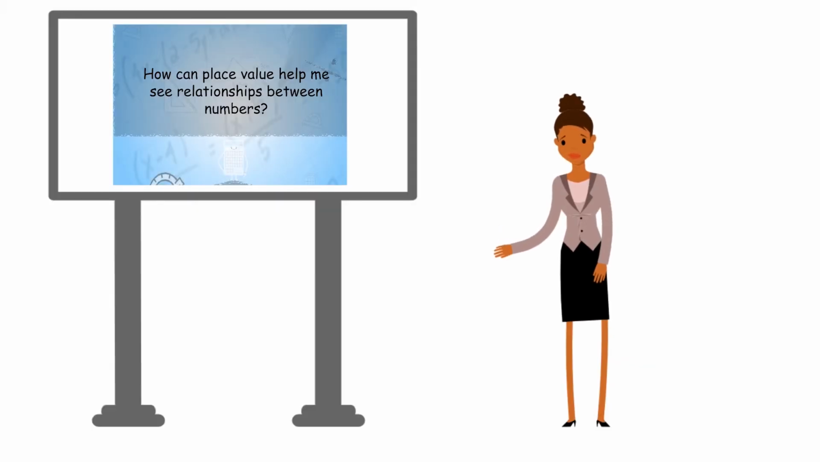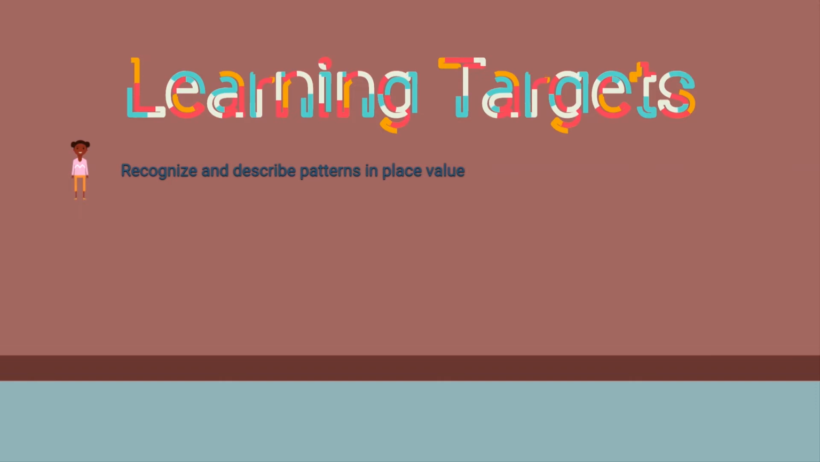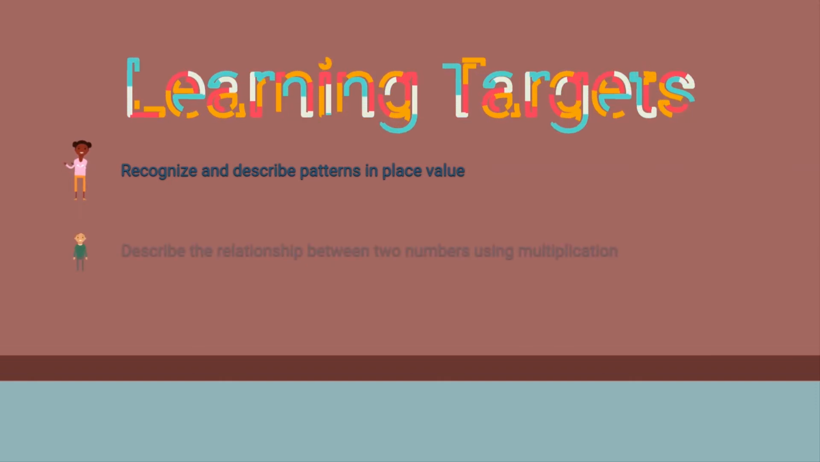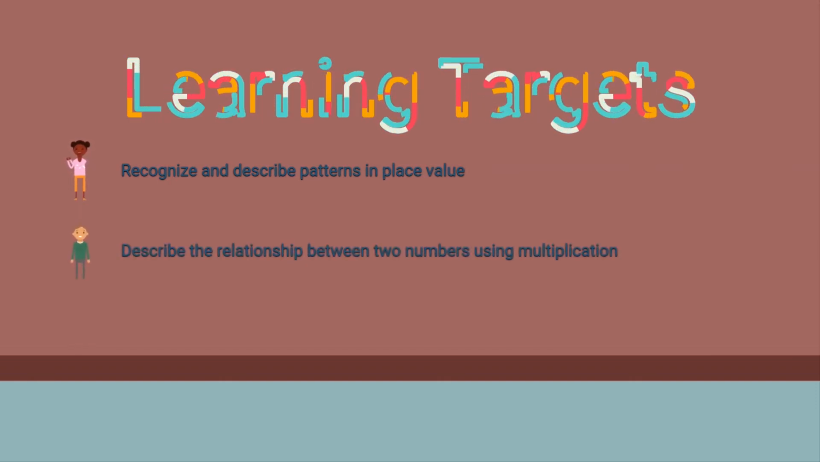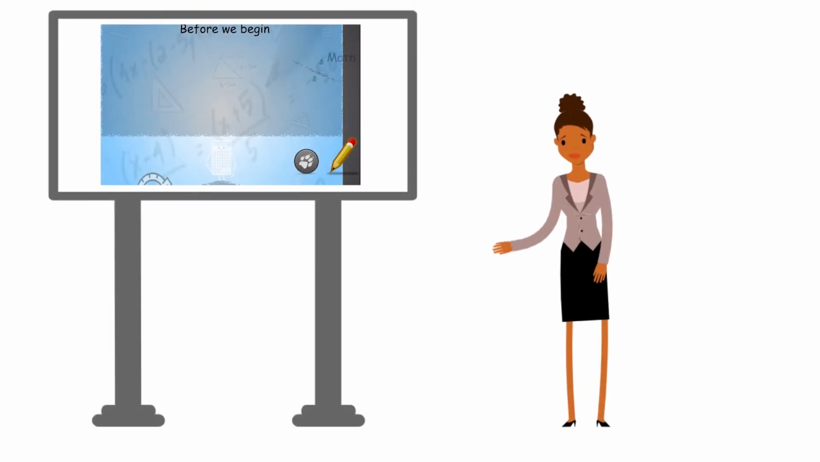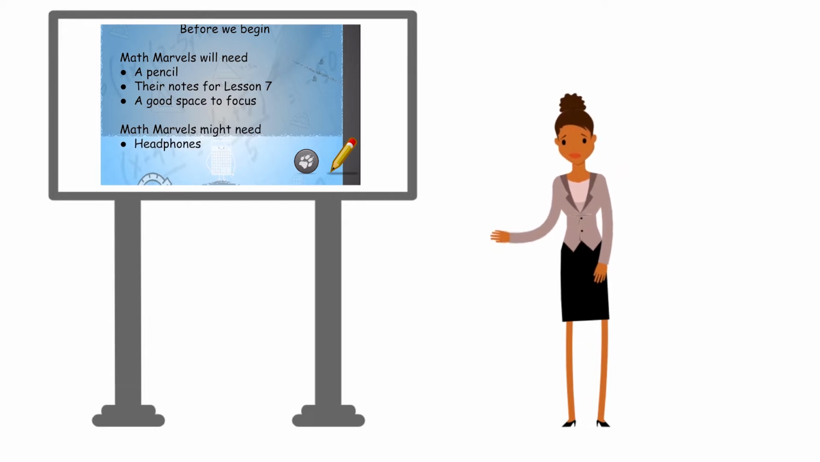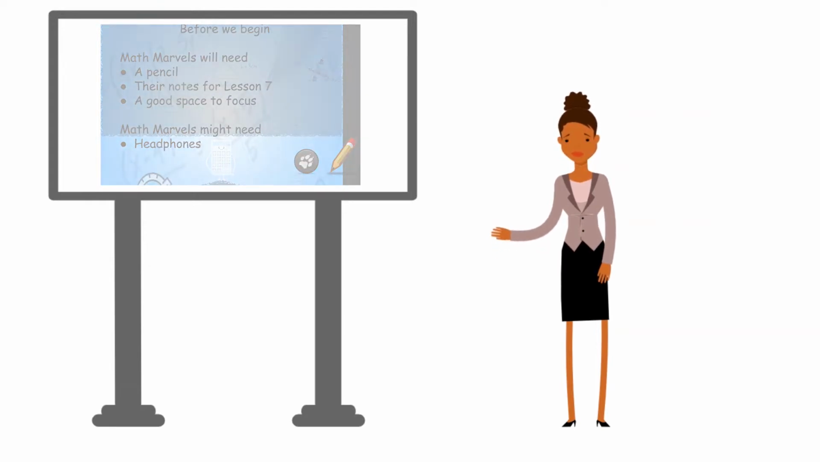How can place value help me see relationships between numbers? Here are targets for today. Students will recognize and describe patterns in place value and describe the relationship between two numbers using multiplication. And as always, please make sure you have these 3 things so you're ready for today's lesson. And you might need your headphones. And as always, if you see those 2 symbols on the bottom right corner, hit pause and pick up your pencil to make sure your notes look like ours.